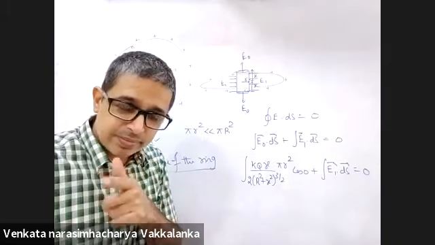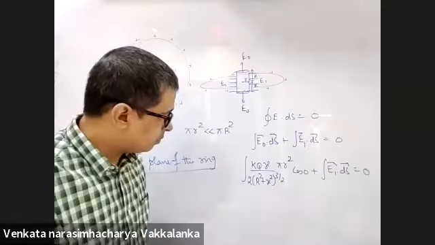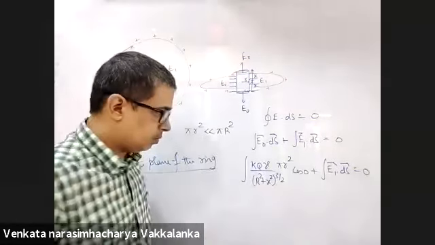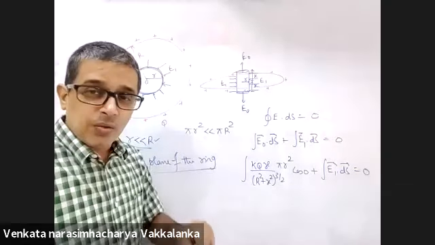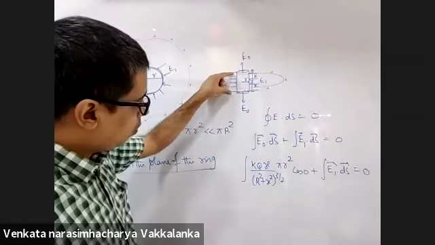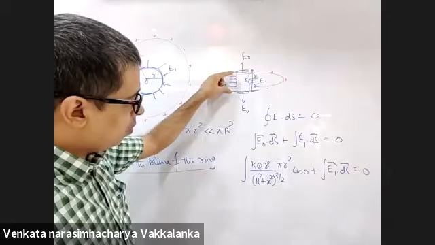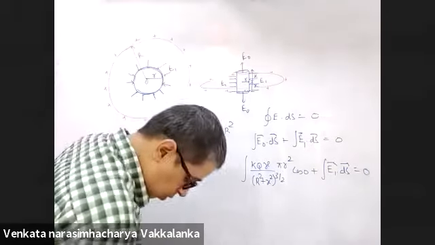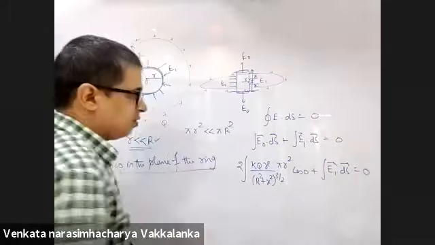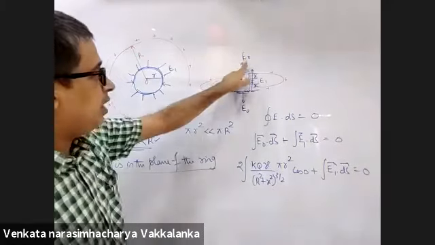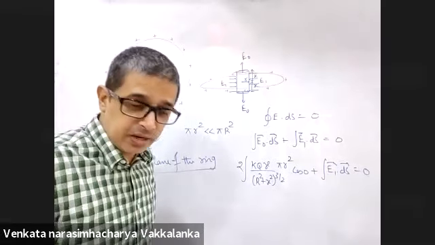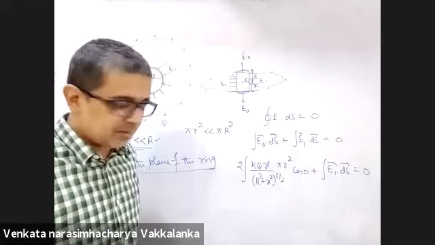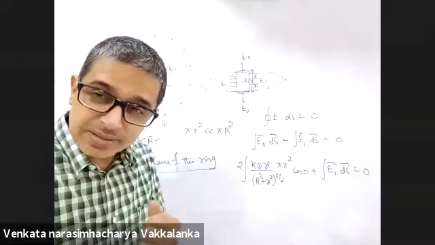Agreed? So why the 2 in the denominator? Why is it 2? Won't it be multiplied by 2? Because you have two surfaces. Two surfaces, right? E0 ds here, E0 ds here, two surfaces. Fair enough?